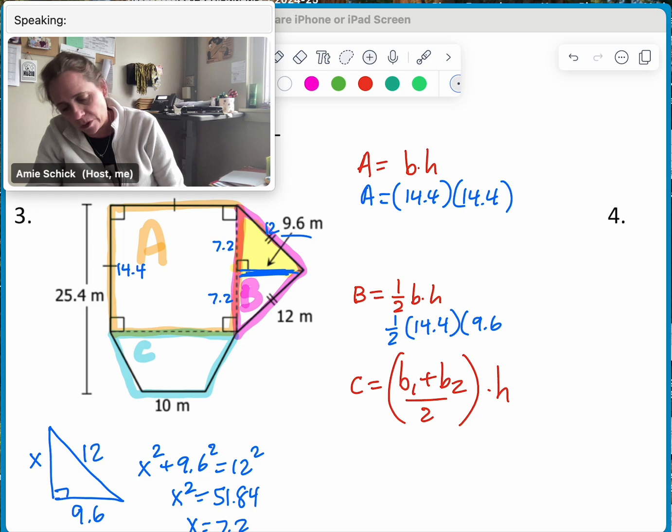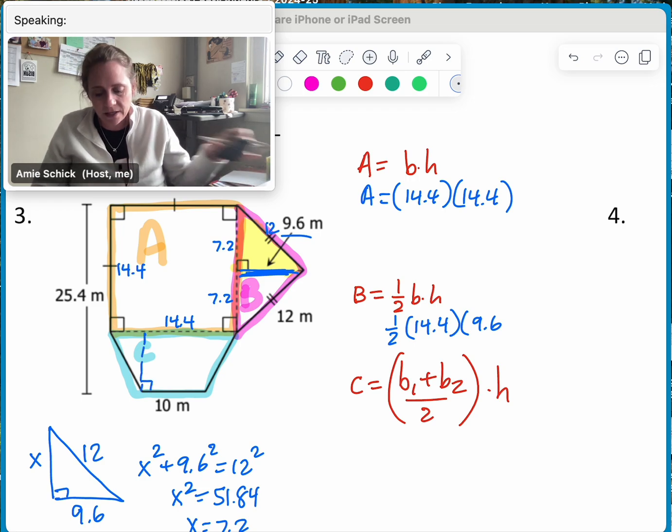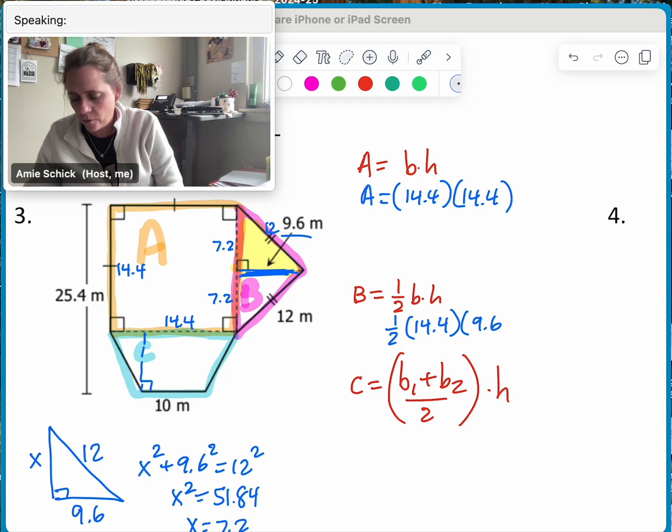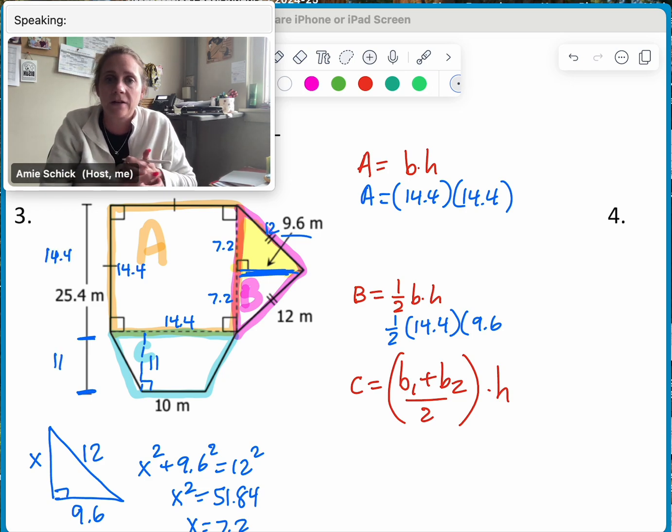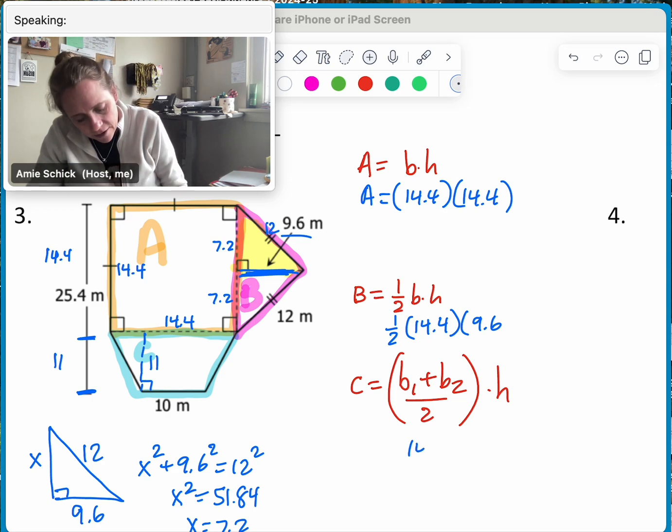And then our trapezoid. Do we have enough information? This is 14.4. Oh goodness, do we have the height? We do not have the height of this trapezoid, but it will be the difference between 25.4 and 14.4. I got 11. So the height is actually going to be 11 meters. Again, it's chopping this up with 14.4 and 11, and that's how you get back to your 25.4. Bases, 14.4 plus 10 divided by 2, all that times 11.